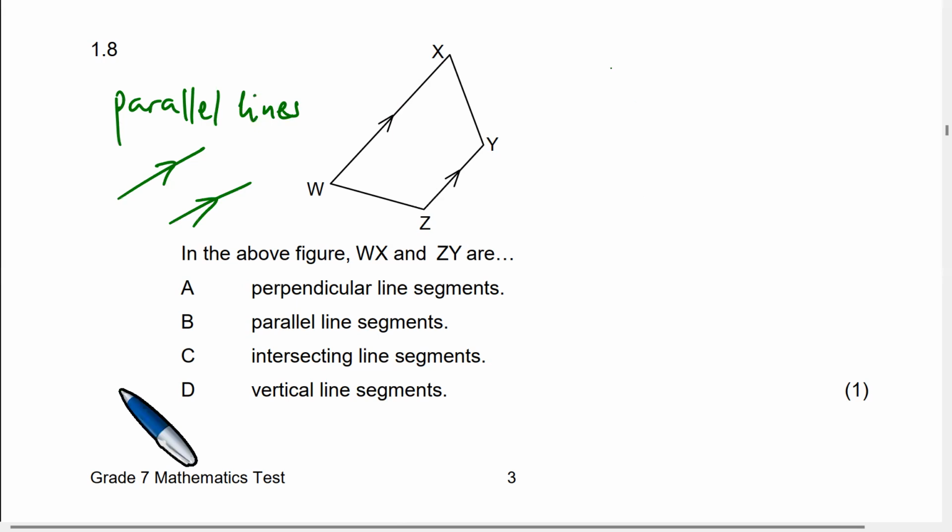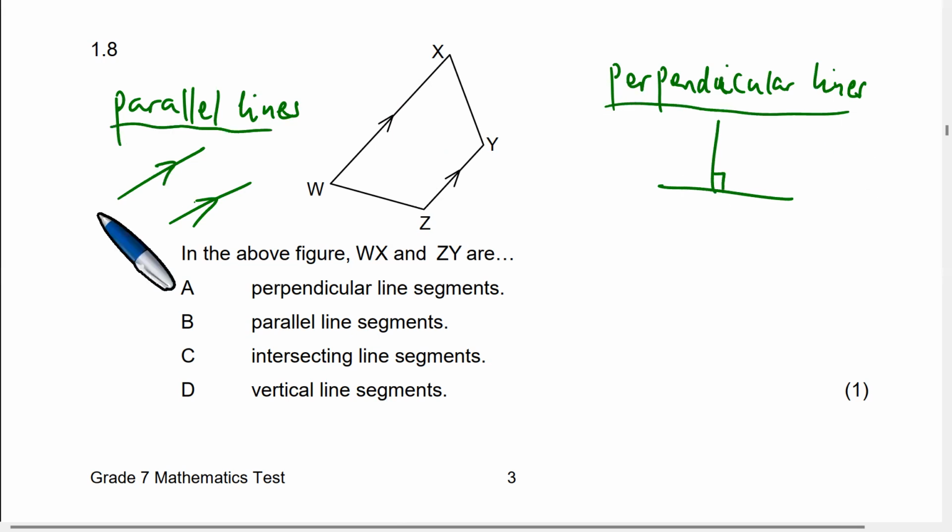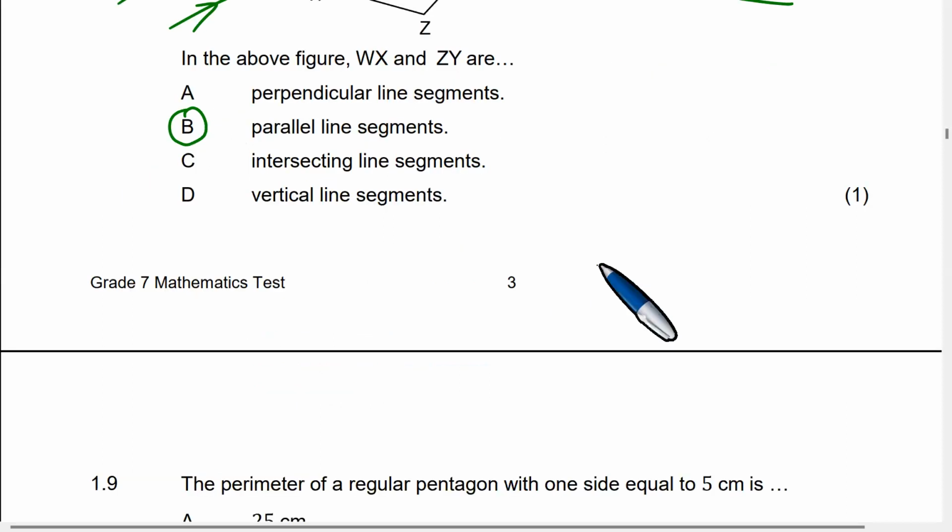Parallel lines. Okay, now what are perpendicular lines? Perpendicular lines are like this. So these are perpendicular lines, but these ones are called parallel lines. These are perpendicular. So in the figure, what do you think about WX and ZY? Are they parallel or perpendicular? They are parallel lines. So in particular, they are parallel line segments. Next question.